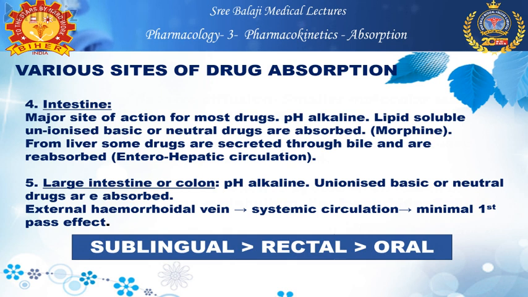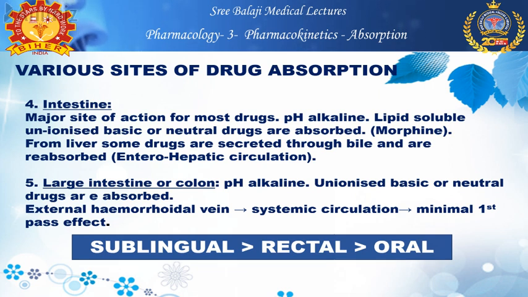The pH of the intestine is alkaline. So lipid soluble unionized basic drugs remain unionized in that medium, and neutral drugs will be absorbed from the intestine. An example is morphine. Some drugs are secreted through bile from the liver. The drug is absorbed from the intestine and enters the hepatic circulation. From the hepatic circulation, it is secreted through bile into the intestine, and again it gets reabsorbed. This is called enterohepatic circulation.